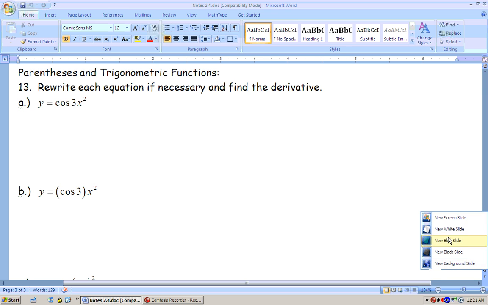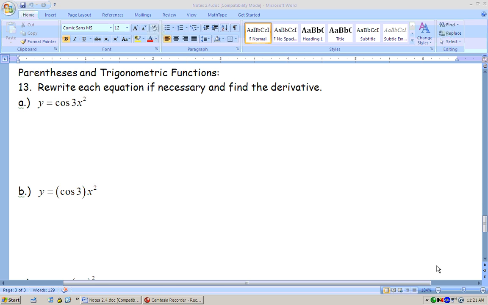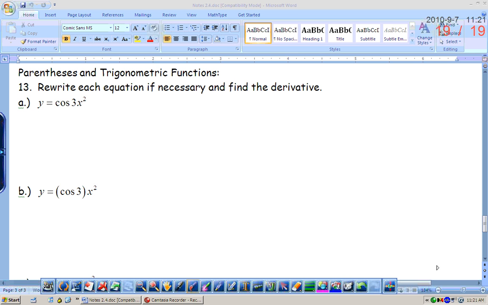All right, now the only thing about the trig functions is that they can get kind of confusing, especially when parentheses are involved or understood to be there. If you have things multiplied together after a trig function, it's understood that that entire thing is the argument. So the cosine of 3x squared, it's understood that there are parentheses around the 3x squared.